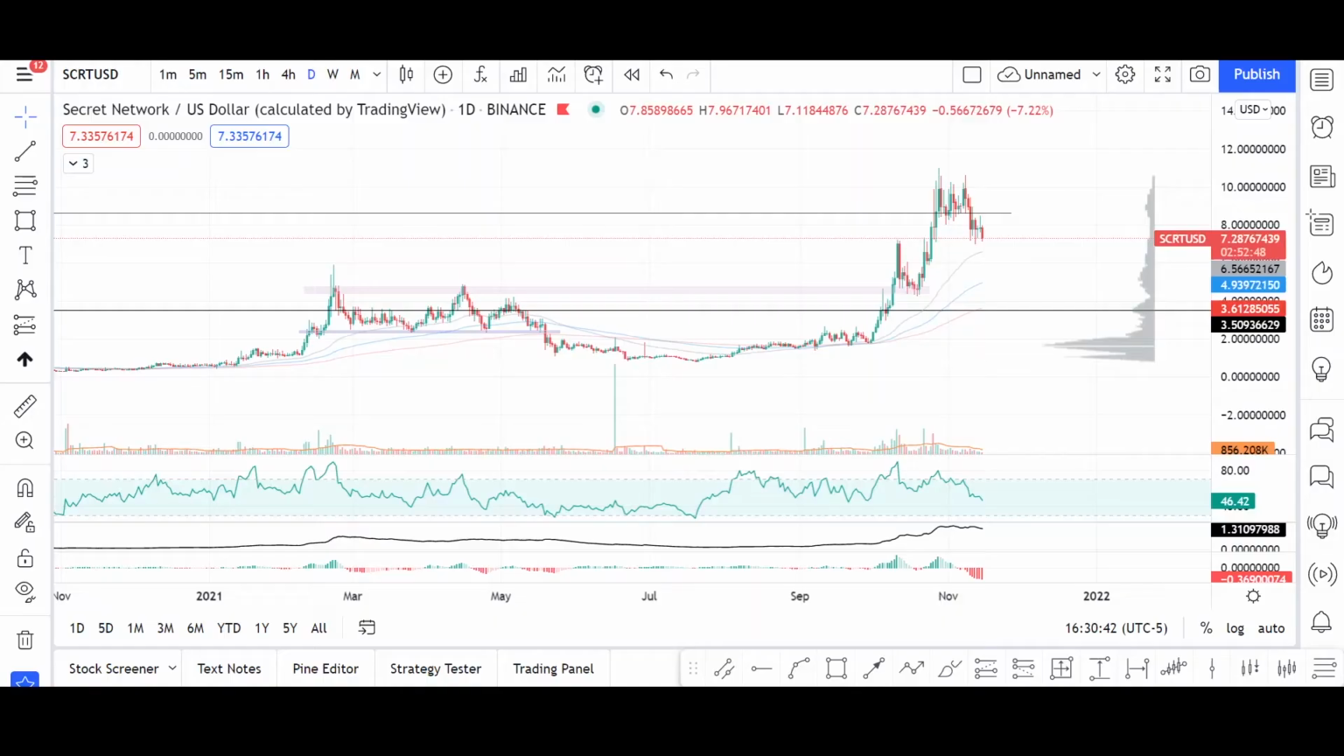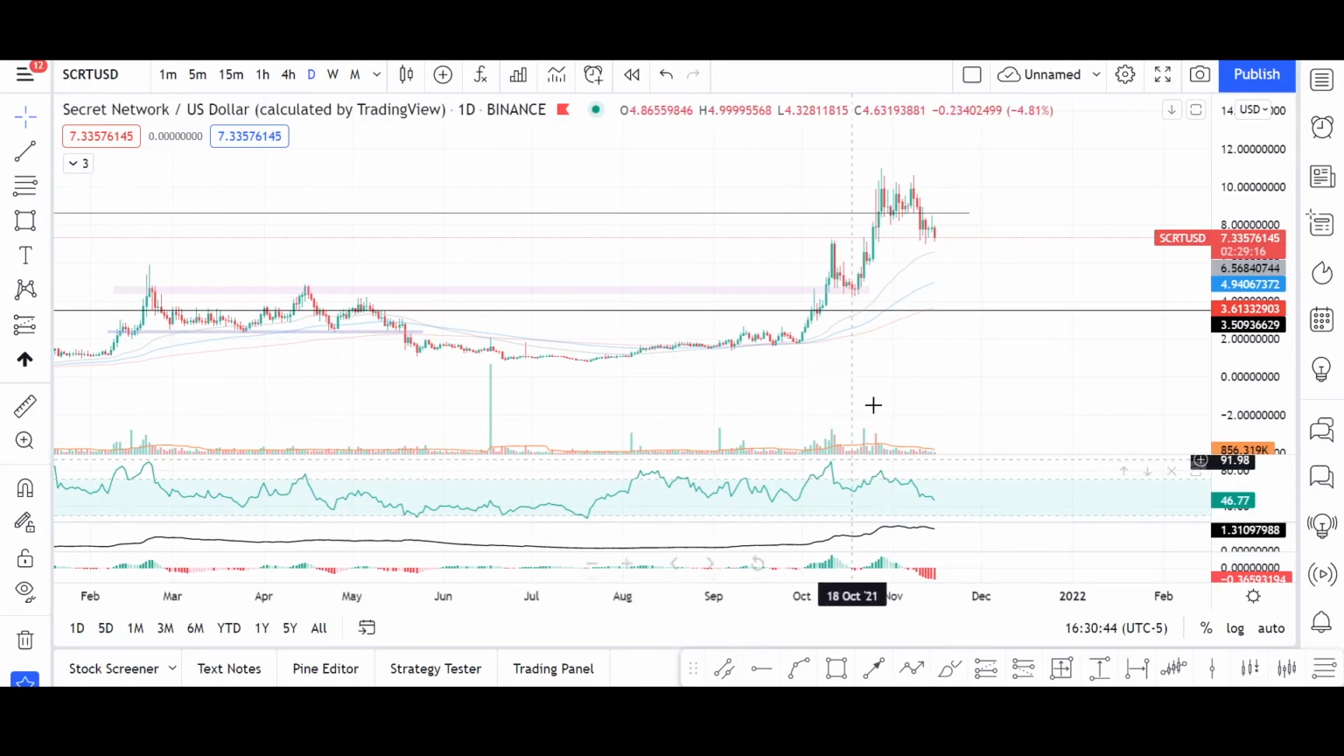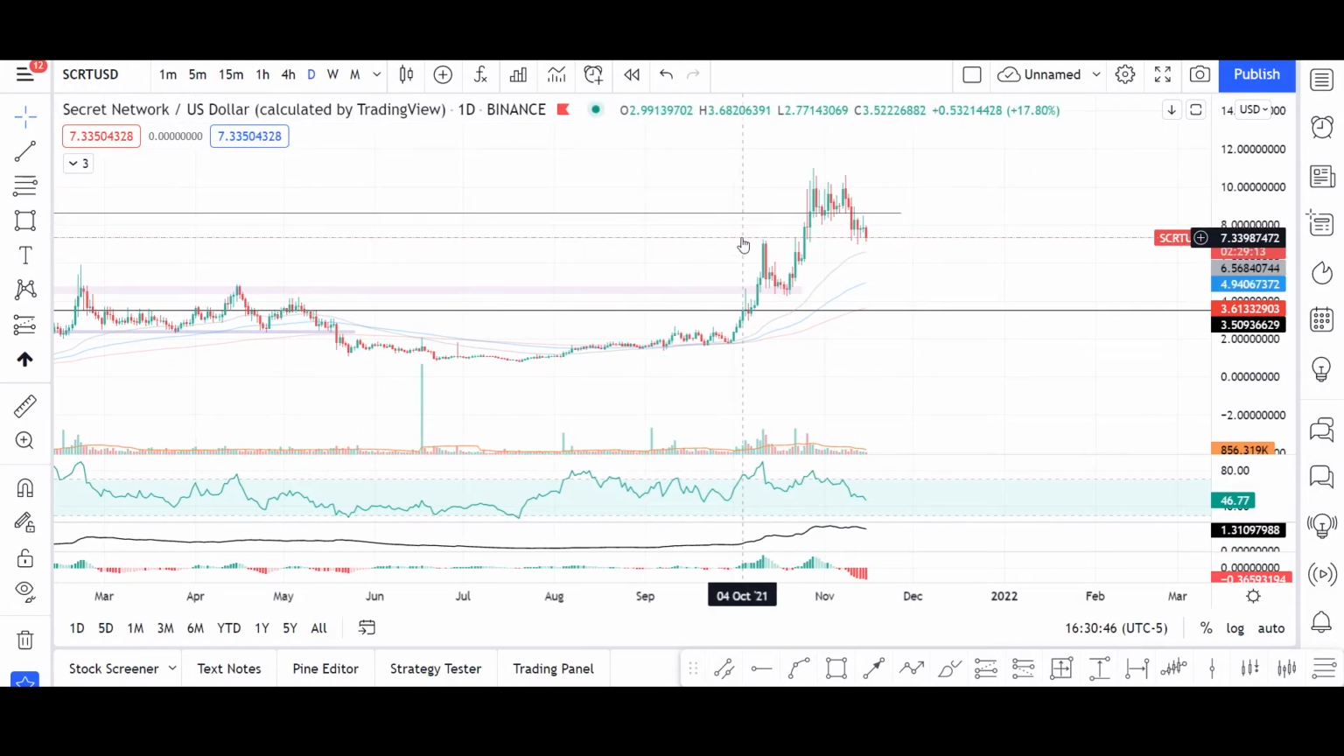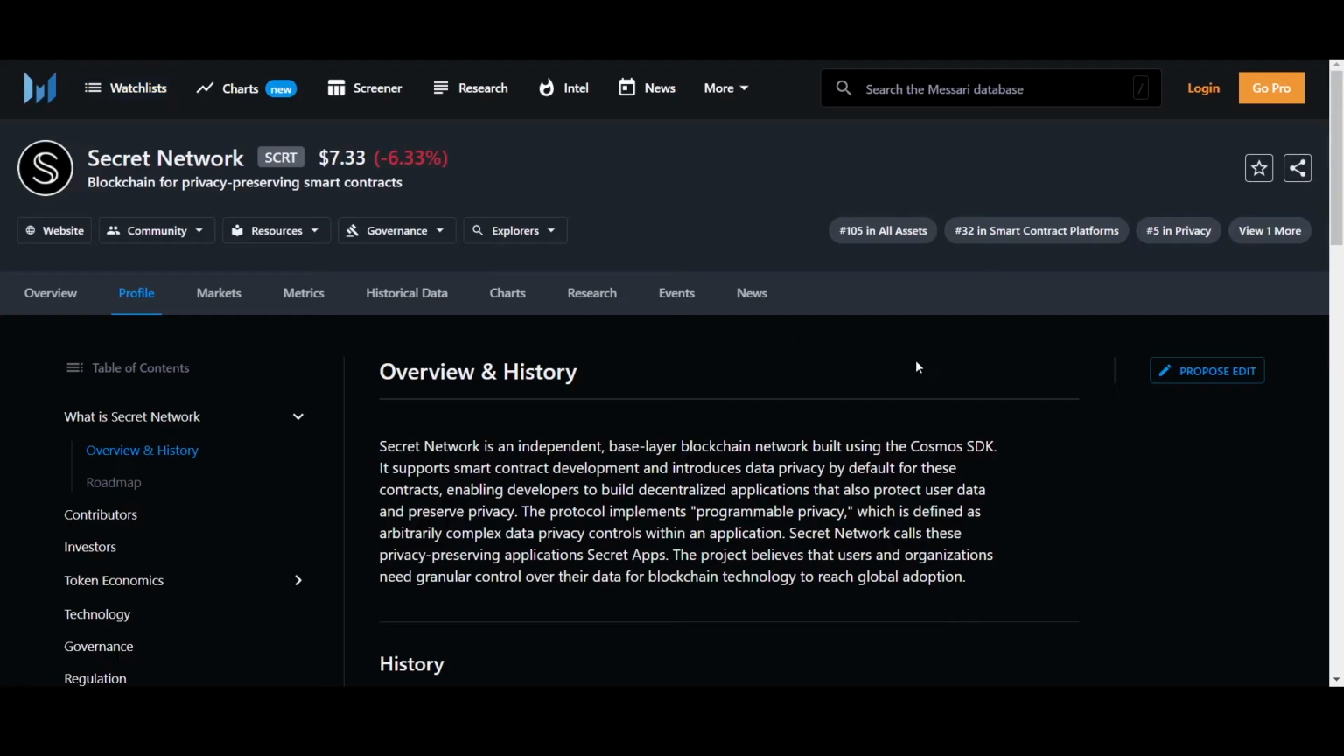Let's begin today's episode that will be about the Secret Network cryptocurrency. So I'll be talking about this chart, but let's have a look first at the fundamentals of the crypto. So what is Secret Network?